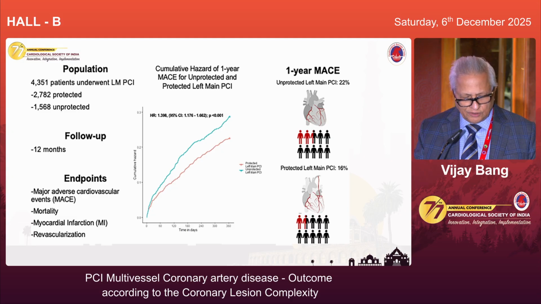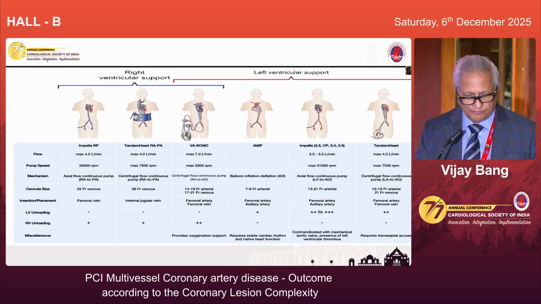And you can see the cumulative event rate is significantly lower in the protected PCI arm, with a p-value of 0.001, very highly significantly better.